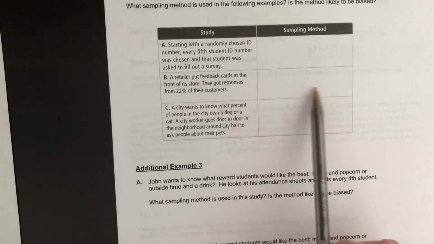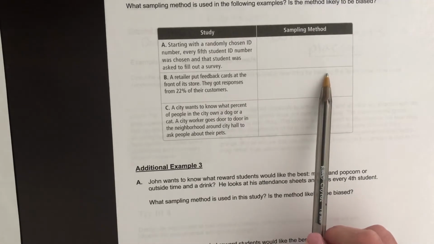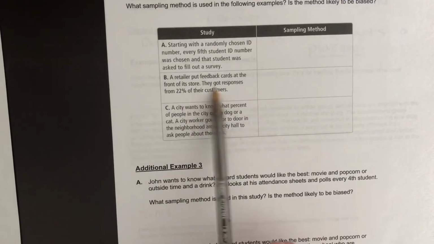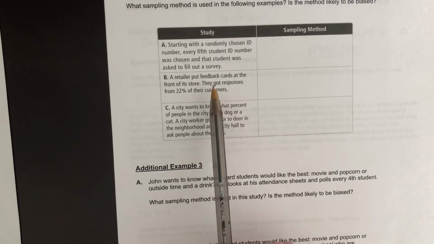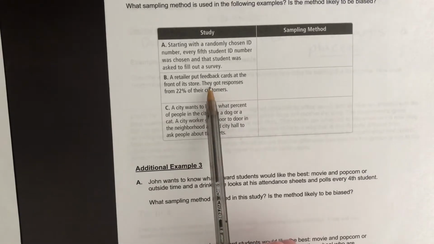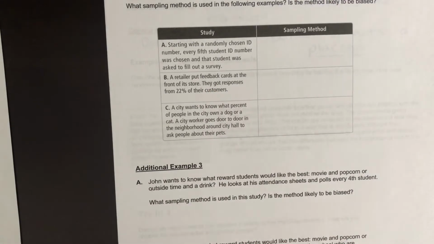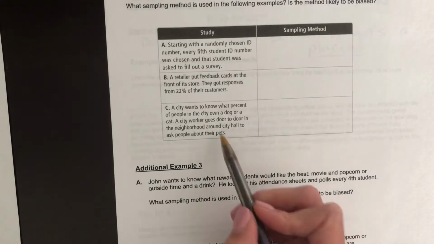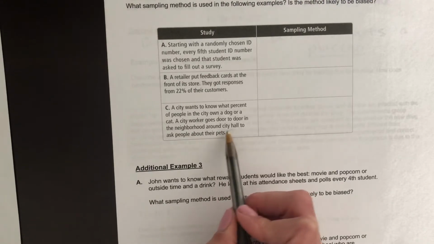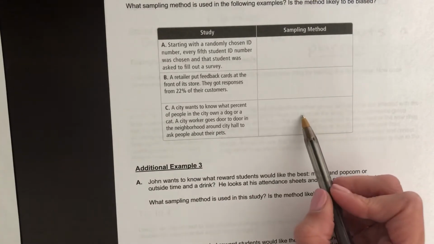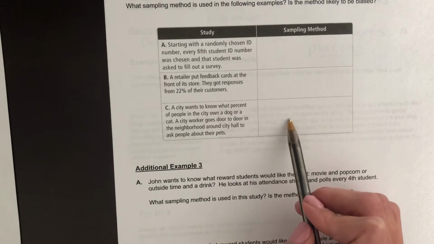B is self-selected. We're looking at volunteers. Only the customers chose to do this. So they're volunteering. So that's self-selected. And then C, they're only going around City Hall where they're close to there. So that is convenience. C is convenience.